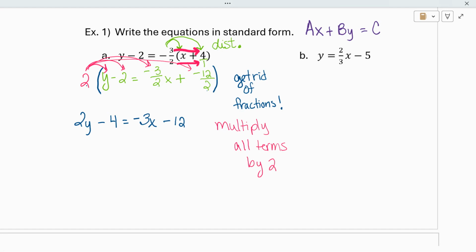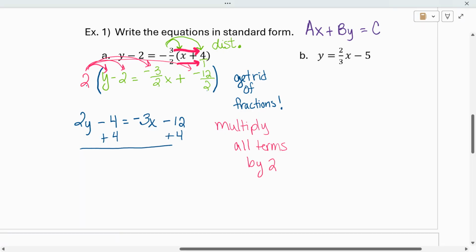So now I have to get my x and y on one side and my constants on the other side of the equal sign. What do you want to move first, Owen? I'd like to move the 4. Okay, so how am I going to cancel it? Add 4 on both sides. Good job. So 2y equals negative 3x. And negative 12 plus 4 is negative 8.